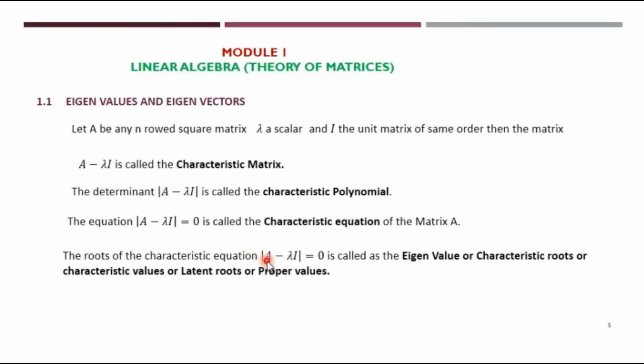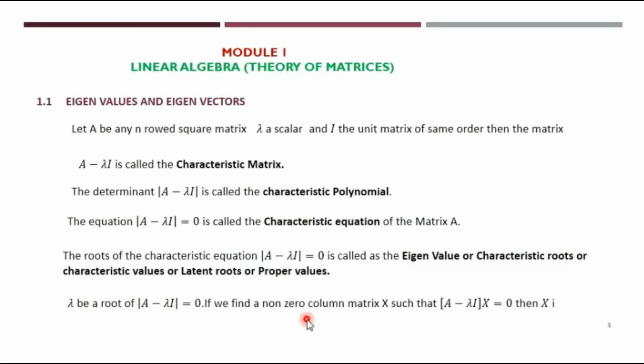Then we'll be given a matrix A. We have to form the matrix A minus lambda I, calculate the determinant of this matrix, and equate that to 0. We will get an nth degree equation in lambda depending upon the order, and we have to solve that equation to get the eigenvalues. Now suppose lambda is a root of this equation. Then we can find a non-zero column matrix X such that the matrix A minus lambda I into X equal to 0, then X is called an eigenvector or latent vector.